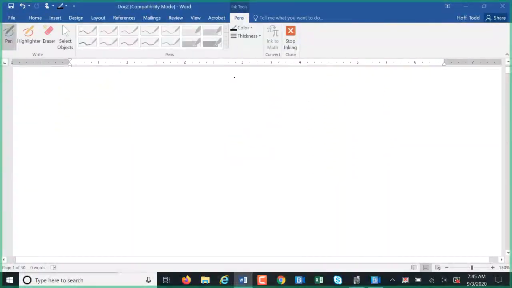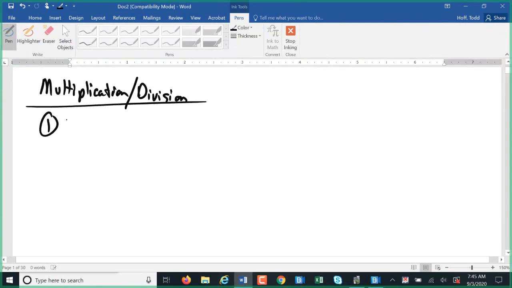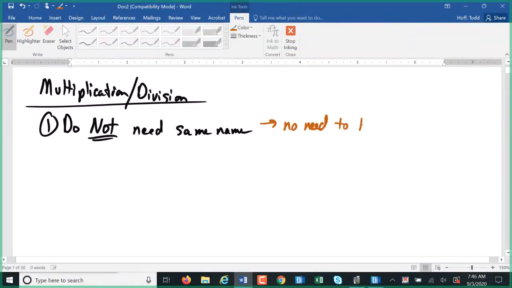Again, I'm not going to bore you with a lot of examples of operations with the decimals there. Let's talk about multiplication and division. If you recall, when we multiply or divide, we do not need the same name. What that means for decimals is there is no need to line up decimal points.